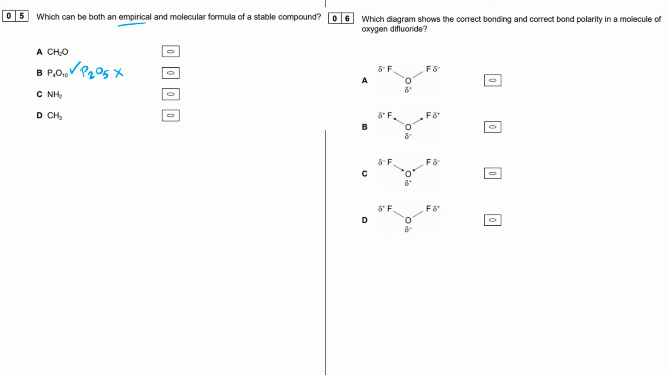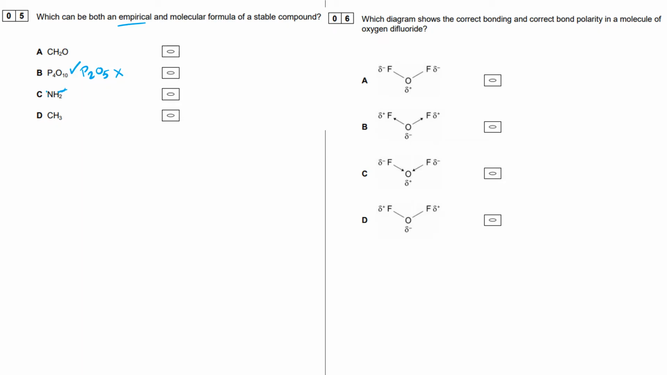NH2 is not a stable compound. Nitrogen will have formed 2 bonds with hydrogen. There'll be an unpaired electron in there, so that's probably going to exist as an ion instead. So that would not be the correct formula or molecular formula of a stable compound.